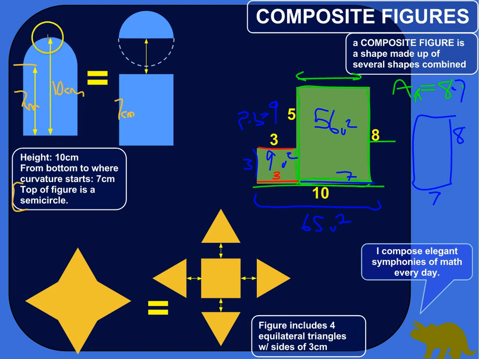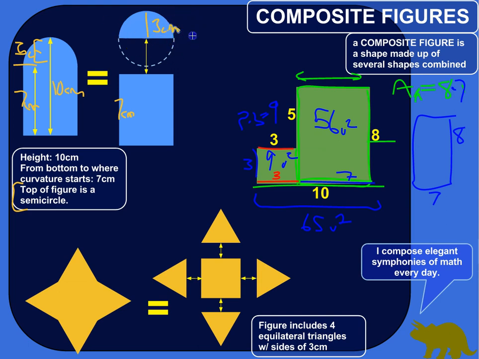If from the bottom to the top is 10 centimeters, and from the bottom to almost to the top is 7 centimeters, what is this length here? Well, 3 centimeters plus 7 centimeters equals the full length of 10 centimeters. So that means we know that the radius of the circle from which we're getting the half circle is 3 centimeters. Okay. Well, that's enough to calculate the area of the circle.